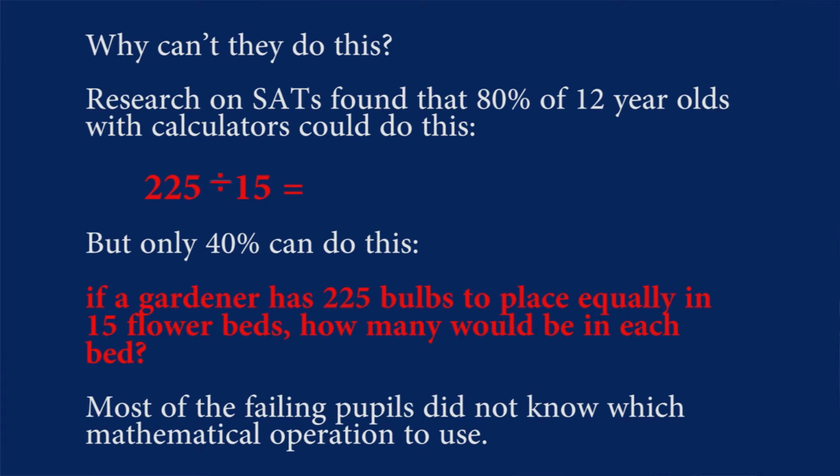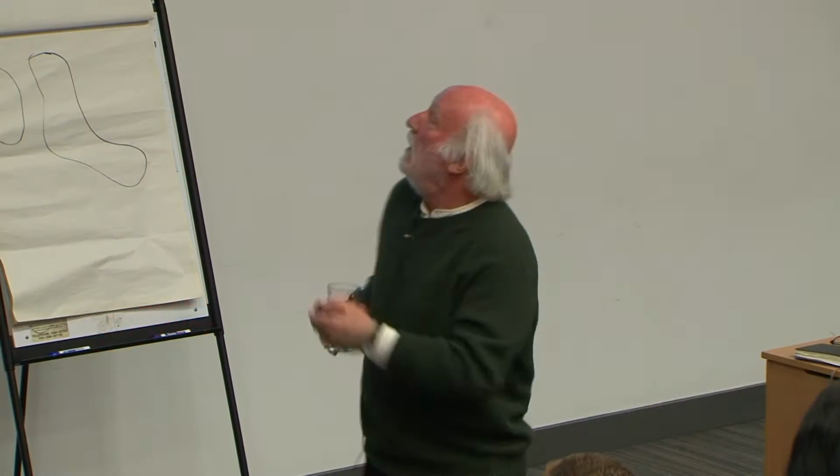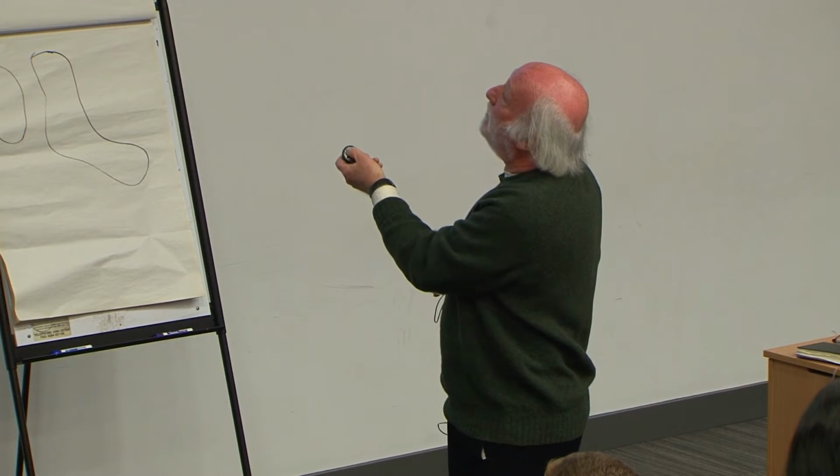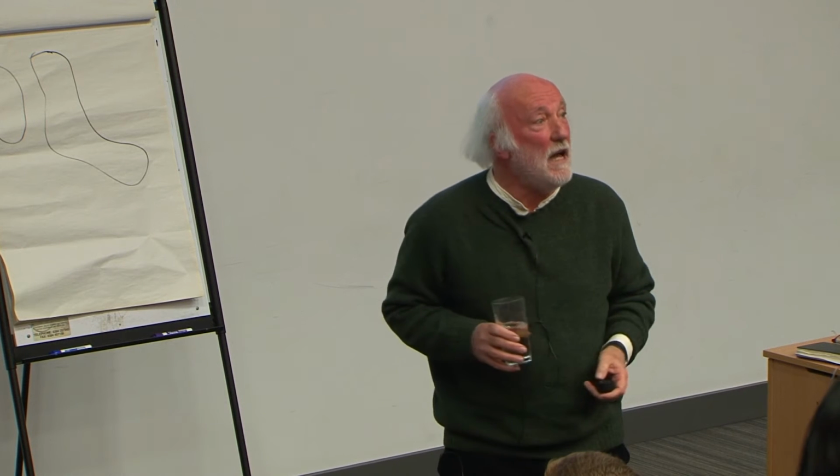The first one was divide 235 by 15. That's a divide sign, not a plus sign. It'll come out very well. The next question is identical, actually, but it's in words, and it says, if a gardener has 225 bulbs to place equally in 15 flower beds, how many would be in each bed? 80% of students could do that, but only 40% could do that one.